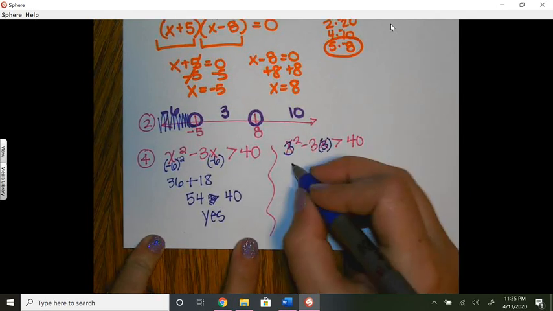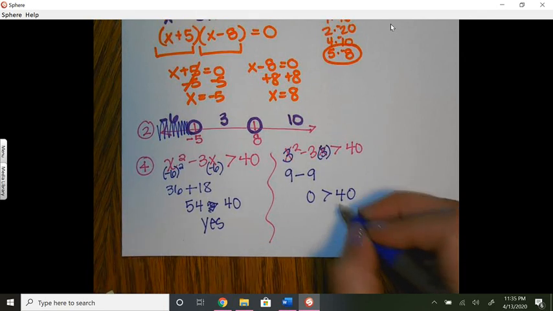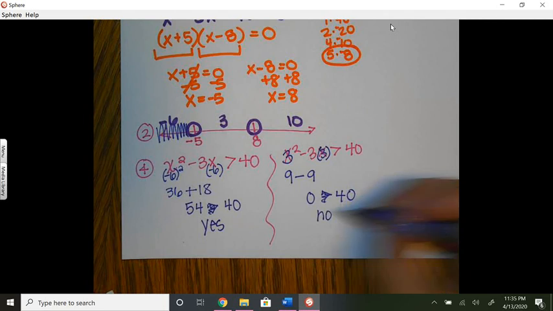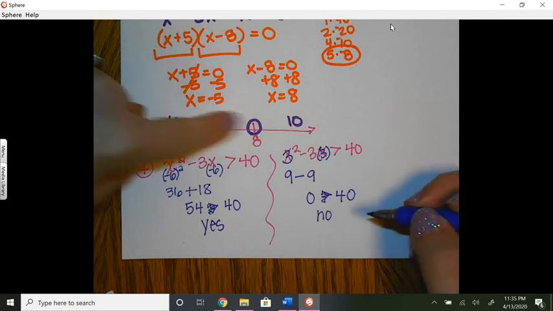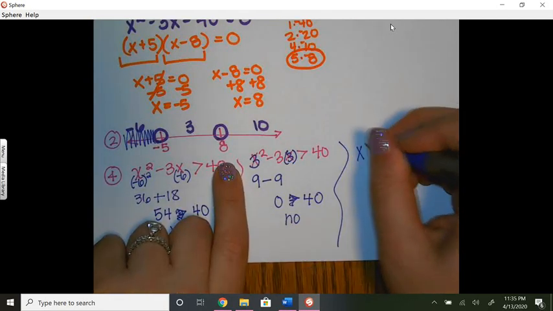And I'm going to have 9 minus 9 is 0. And then I read this. Is 0 greater than 40? No. So then I'm not going to shade over here. I'm going to leave it empty. All right, almost done. So now we're going to do it again.